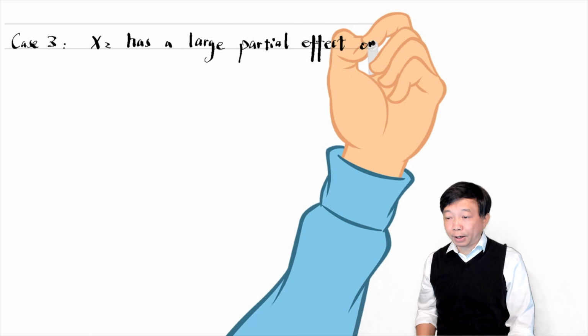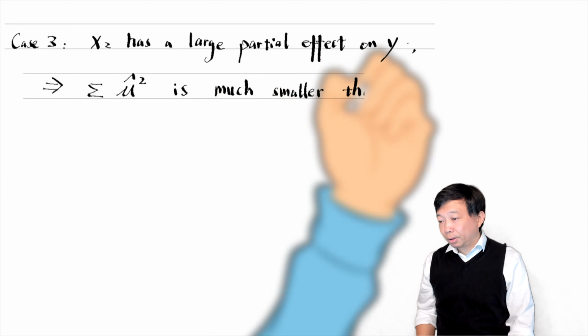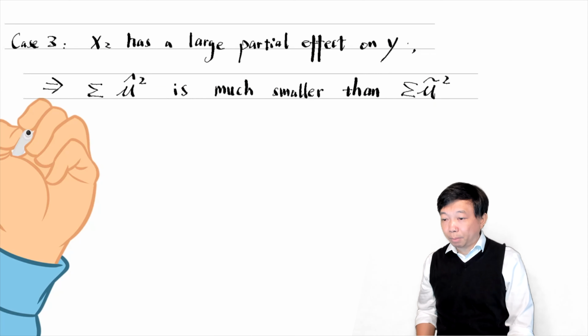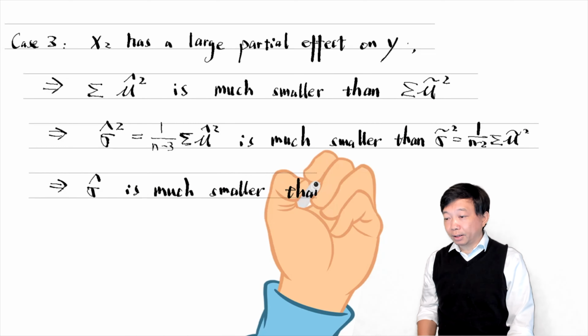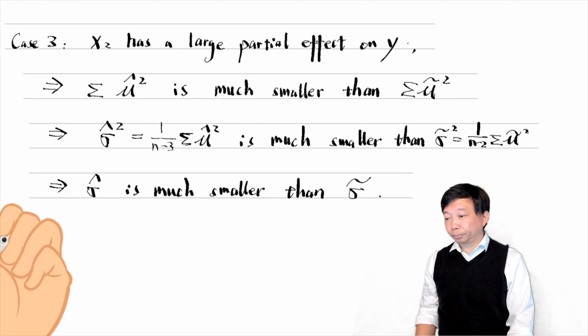In the third case, x2 has a large partial effect on y. That suggests that the squared sum of residuals from the multiple regression is much smaller than the squared sum of residuals from the simple regression. As a result, the sigma squared hat is much smaller than the sigma squared tilde, and therefore the standard error of the error term from the multiple regression, sigma hat, is much smaller than the standard error of the error term from the simple regression, sigma tilde.